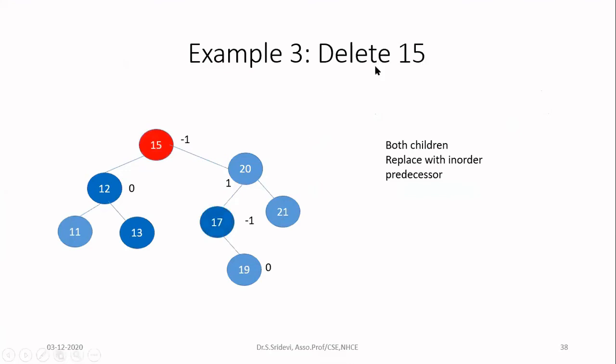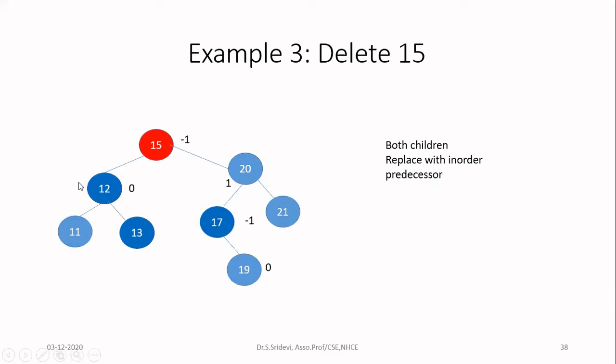Next, I want to delete 15. 15 is the root node of this particular tree. So check how many children it is having. 15 is now having 2 children. So when a node is having both the children, we are going to replace that with either the in-order successor or in-order predecessor. Now I am going to replace this 15 with in-order predecessor. In-order predecessor means I have to go and search in the left subtree. In that subtree, whichever is the greatest node, that I have to choose.